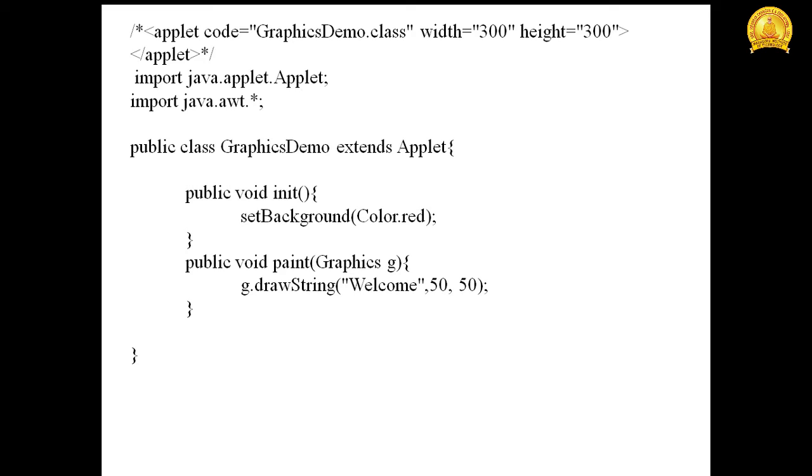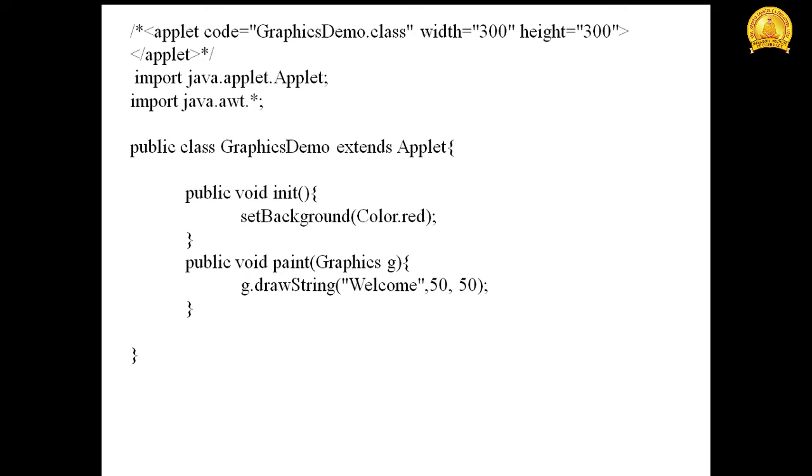If you want, you can set the foreground color also. The setForeground method can be used for setting the foreground color similarly. So there is a method for setting the background color, and a method for setting the foreground color also. Now in the paint method, I am simply drawing the string welcome at the position 50, 50. So when I run this program, I will get an applet window with height 300 and width 300, and welcome will be displayed in the body of the applet where the x coordinate is 50 and the y coordinate is 50.